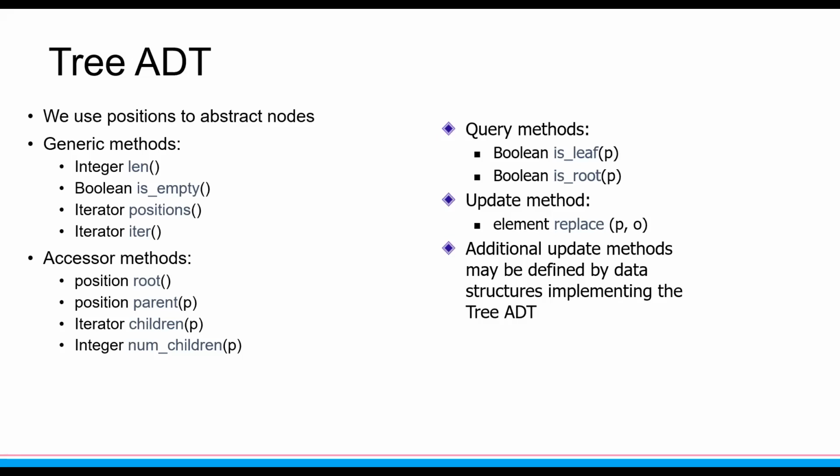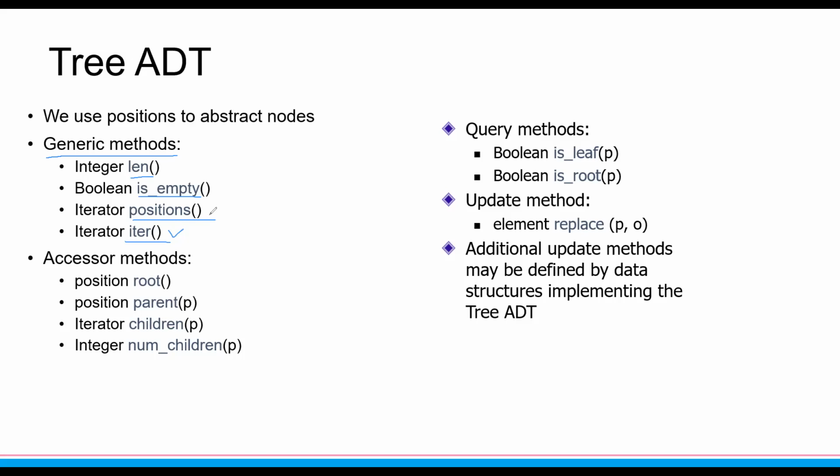So in the tree ADT, we can use the position to abstract the nodes, and then you can also use some methods. For example, the generic methods, you always see the length. It means how many elements are in that ADT, and then is_empty. So you want to know whether it is empty or not. And because you already learned from the previous section about the positional list, we understand about the positions, and then we understand about the iter, which means the iteration.